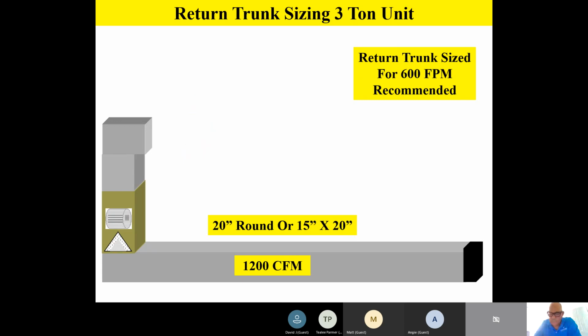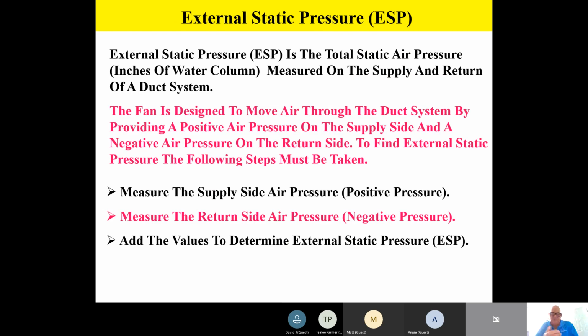Okay. The next thing we're going to talk about is external static pressure, also called ESP. And ESP, external static pressure, is the total static in inches of water column that's going to be measured on the supply and the return duct of a system. If we think about it, the fan is really designed to move air through the duct system by providing a positive, or high, pressure on the supply side, and a negative, or sucking, pressure on the return side.